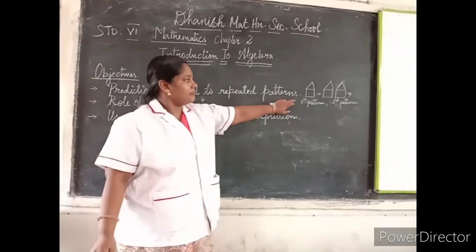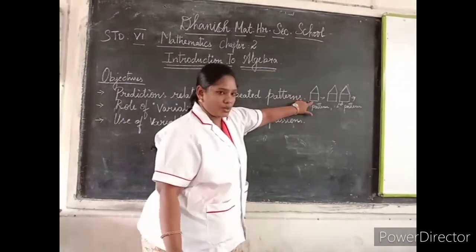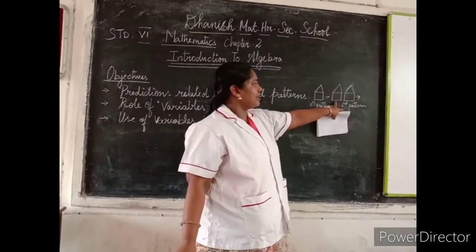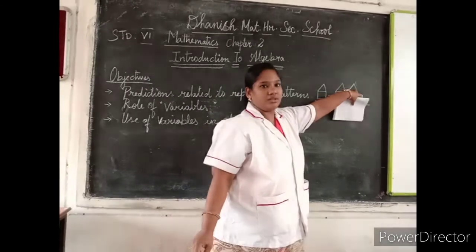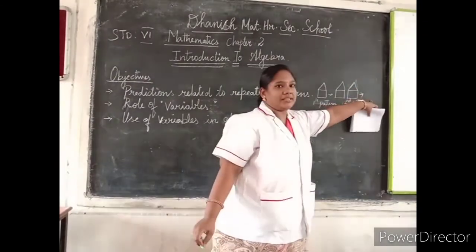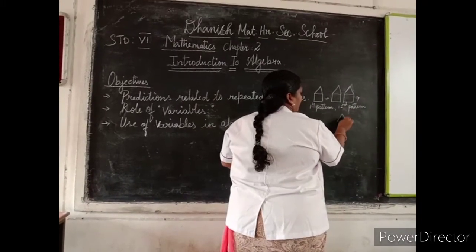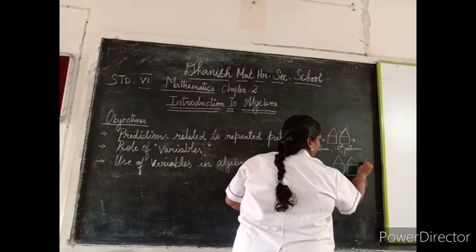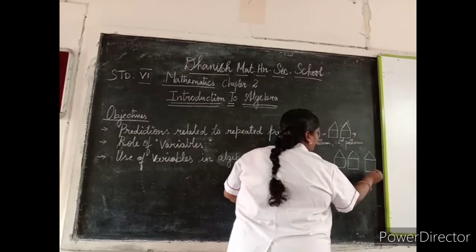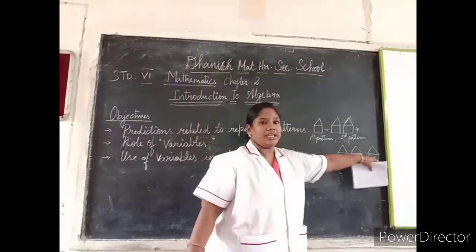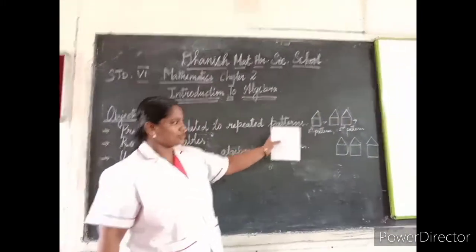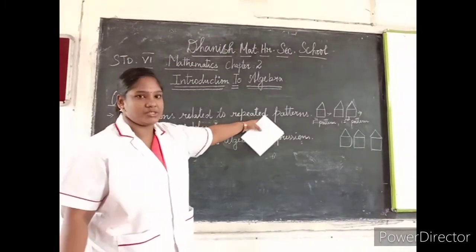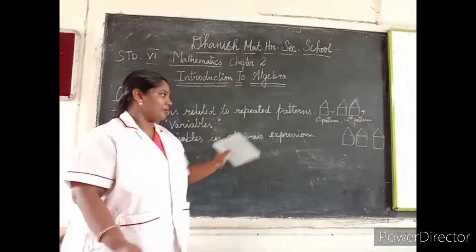For example, see here, the first pattern we have used one square and one triangle. What will be the second pattern? We have used two squares and two triangles. And what will be the third pattern? We will be using three squares and three triangles. So as it goes on, the next pattern will be 4, 5, 6. Likewise, it will be moving on.